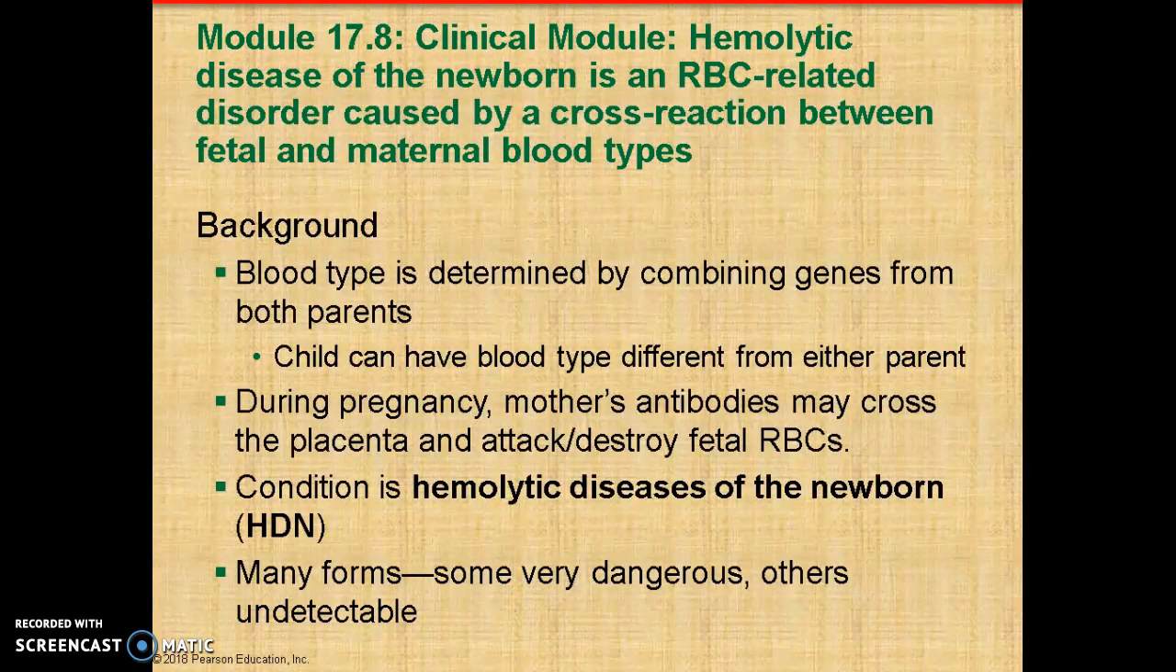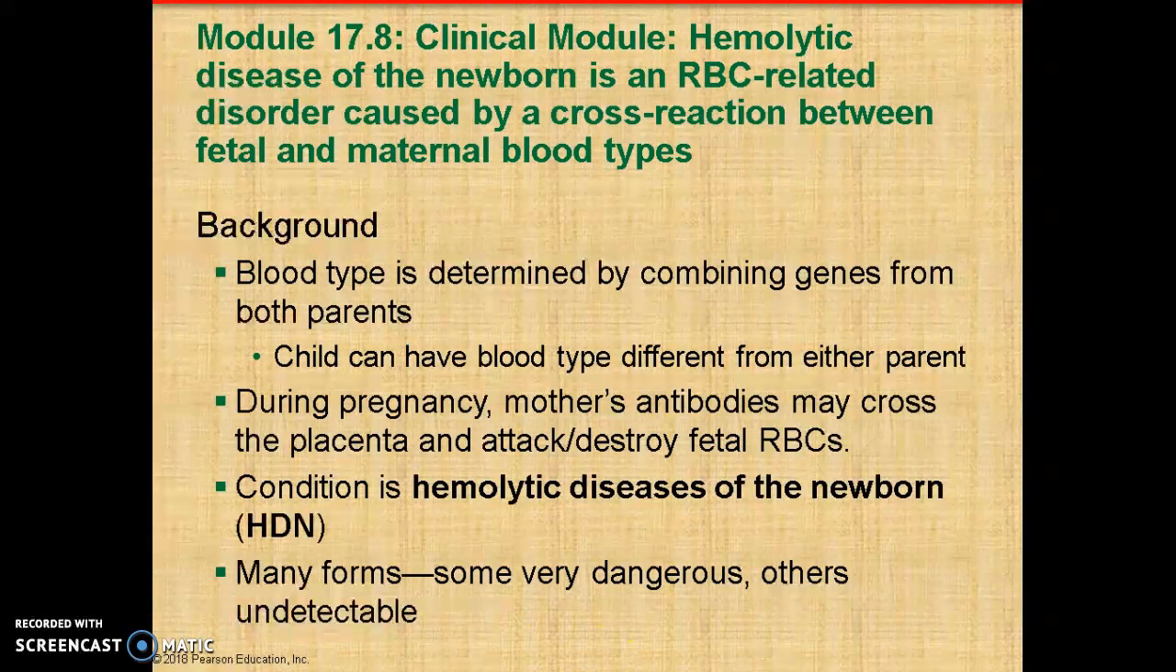So there's a bit of a problem with this Rh factor for moms and newborns. Hemolytic disease of the newborn is a red blood cell related disorder caused by a cross reaction between fetal and maternal blood types. Our blood type is determined by combining the genes from both mom and dad, so a child can have a different blood type from either parent. It's kind of easy to show genetically how that happens, but we don't get into the genetics of it here.